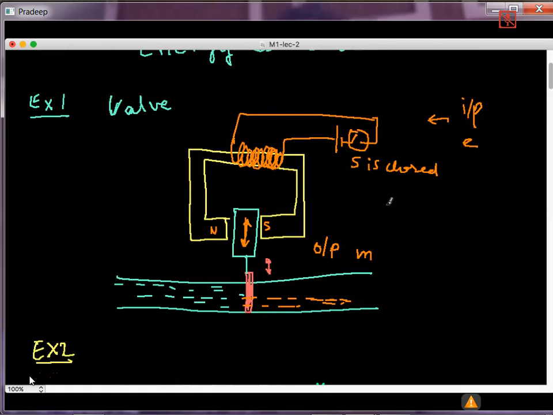So far, any doubts about the mechanism I explained, how this is working? I'll just wait for a minute. If you have any doubt, you can ask.